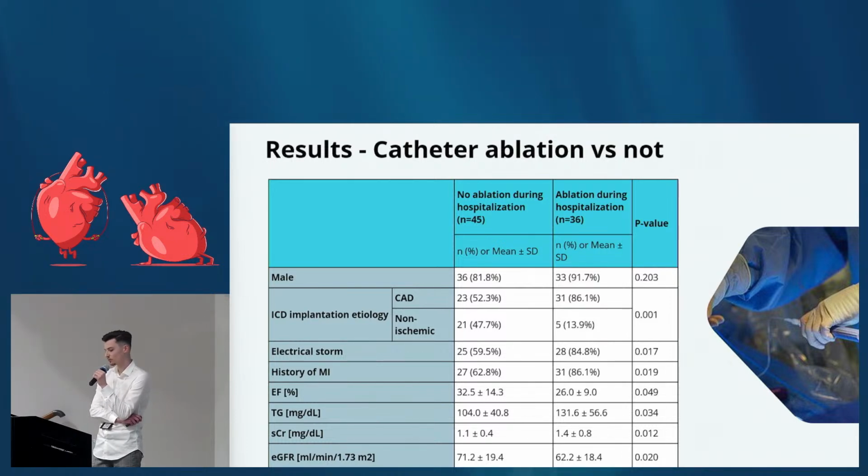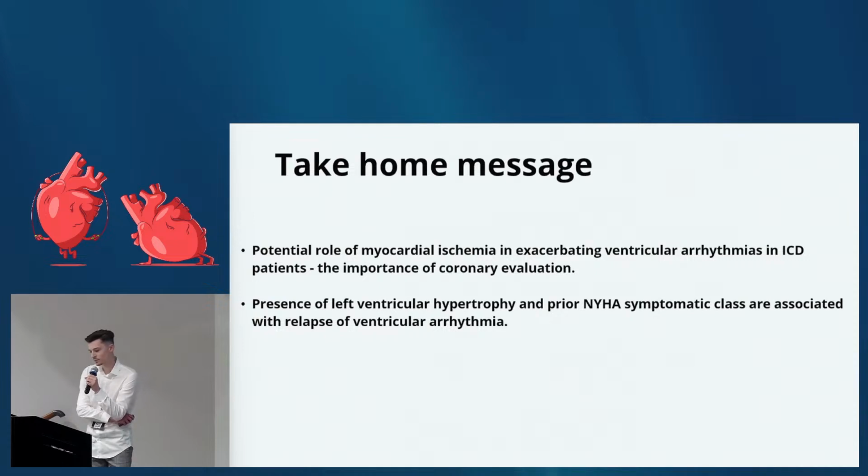Moving on, the comparative analysis of different clinical variables among patients who underwent catheter ablation and who did not due to VT demonstrated that patients with coronary artery disease underwent catheter ablation more frequently than those with non-ischemic etiology, as well as the prevalence of electric storms was significantly higher in this group. Furthermore, among patients who required catheter ablation, the history of myocardial infarction was more prevalent. They had significantly greater level of the triglycerides, creatinine, and lower level of eGFR.